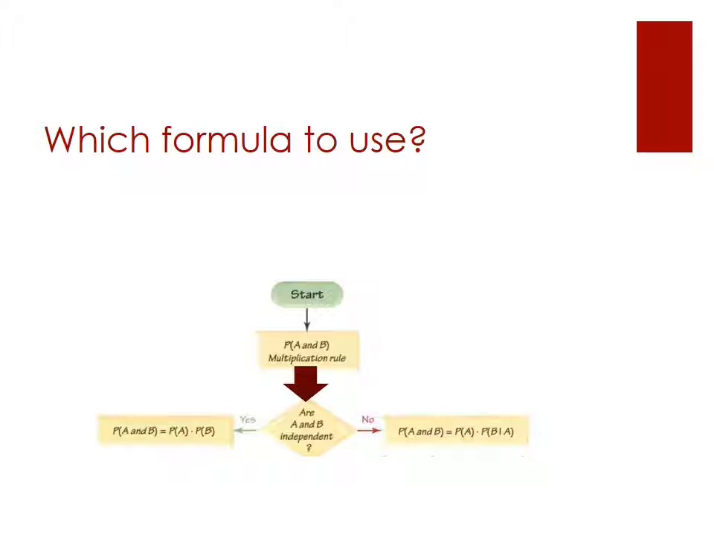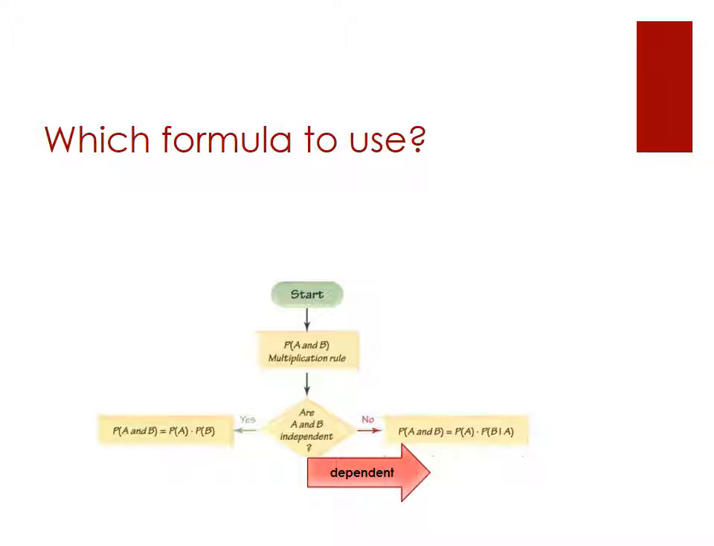So here we are doing a probability of A and B, so we know we're using the multiplication rule. And then we need to look at whether or not A and B are independent events. If the events are independent, then we're going to use this formula over to the left. And here we can see for solving that is simply going to be probability of A times probability of B. Since one is not affecting the other, we have a pretty simple calculation here.